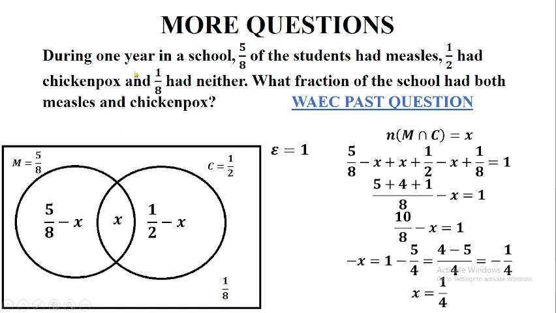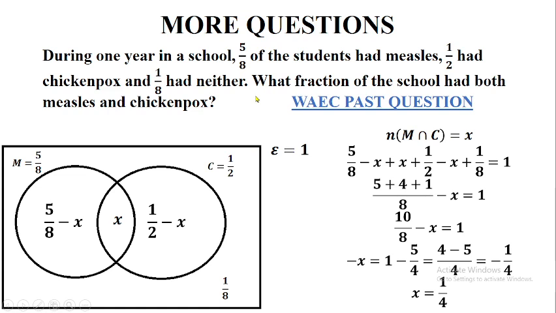1/2 had chickenpox. So that means the universal set we have is 1. Then inside the universal set we have two different sets. One is measles, which is represented by M, and the other one is chickenpox, which is represented by C. Are you there with me now? So how many students have measles? 5/8. How many students have chickenpox? 1/2. And 1/8 had neither.